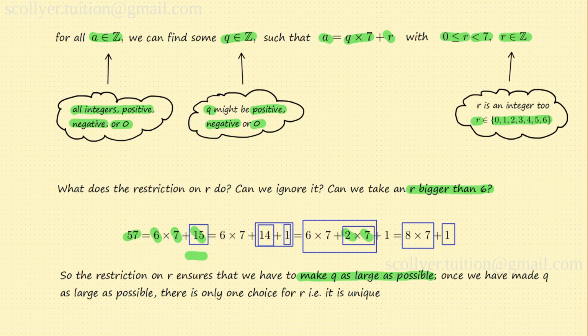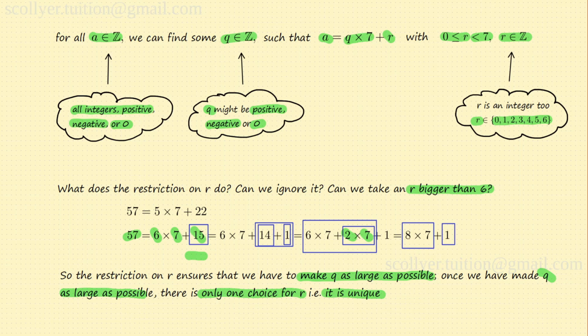However, once we have made Q as large as possible, we're left with only one choice for R. It is a unique value, and it is a unique value that lies between 0 and 6 inclusive. On the other hand, if we don't make Q as large as possible, then R will not be unique. We could choose various values.